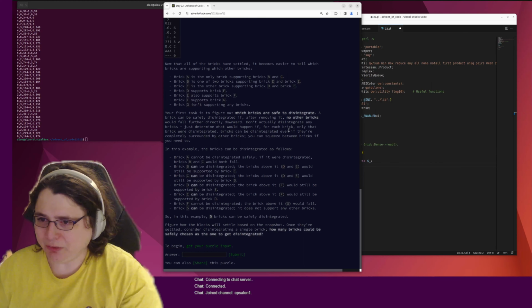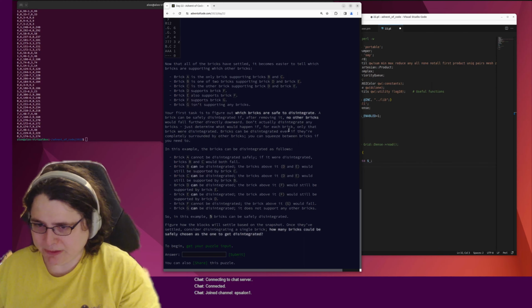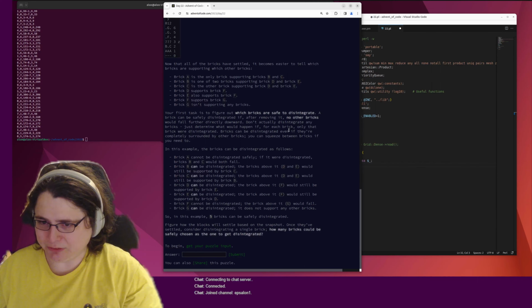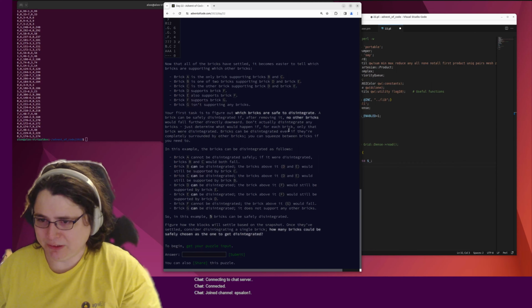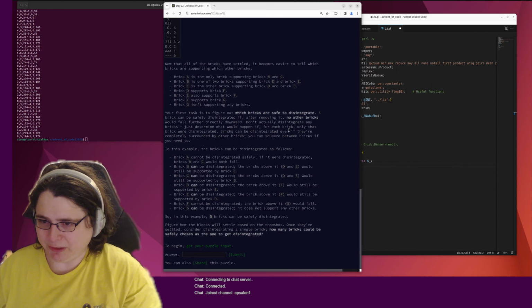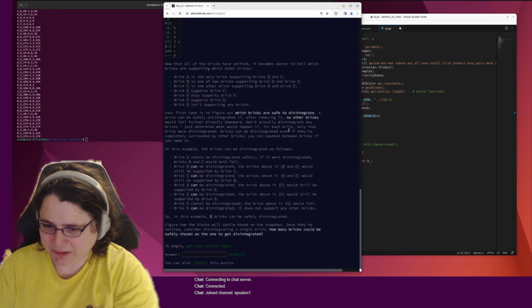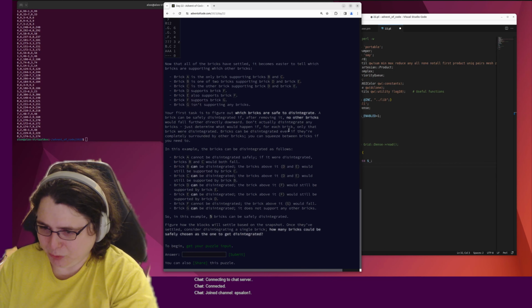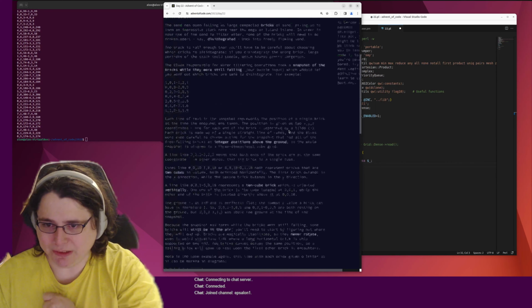Okay, first I have to figure out which bricks are safe to disintegrate. If after removing it, no other bricks will fall further directly downward. Don't actually disintegrate a brick. And what would happen if, for each brick, only that brick was disintegrated? Bricks can be disintegrated even if they're completely surrounded by other bricks. You can squeeze the bricks if you need to. Okay, how many bricks could be safely chosen as the one to be disintegrated?